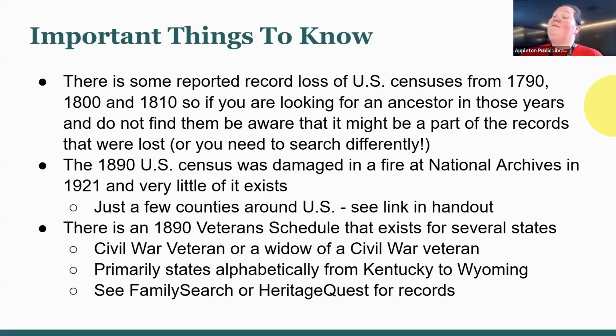Thankfully, though, if your ancestor was a veteran of the Civil War or the widow of a Civil War veteran, they did do a special 1890 veteran schedule that still exists for some states. Unfortunately, not all of the states. Some of them were lost in that fire. But it's primarily states that are alphabetically from Kentucky to Wyoming. So, if you're like me and you have a Civil War veteran who was living in Illinois, it doesn't exist anymore. It's unfortunately lost and you're not going to be able to find it. They do have those records on FamilySearch, which we just looked at, and HeritageQuest as well, that you could search for those and see if you can find your ancestors.